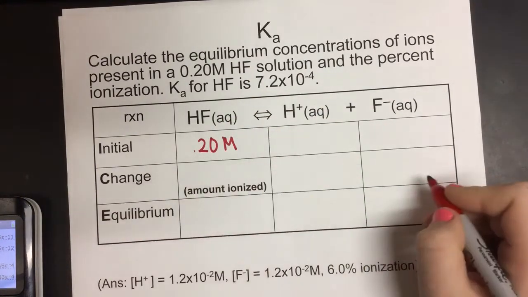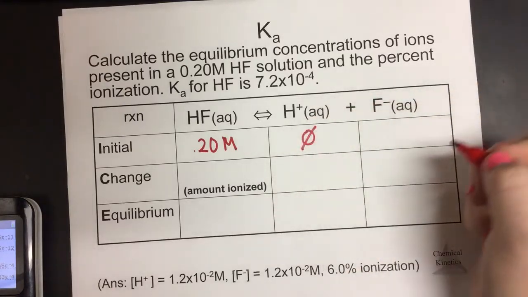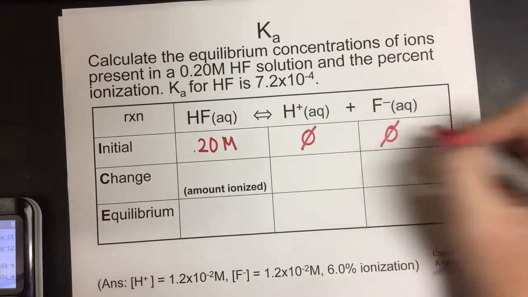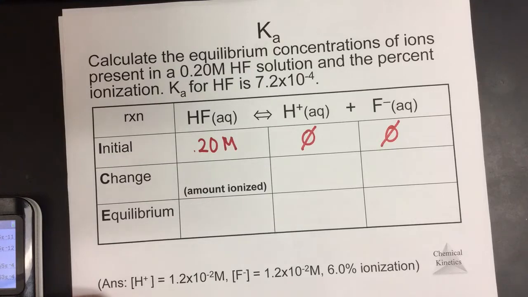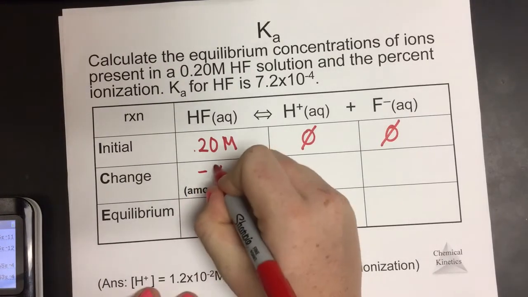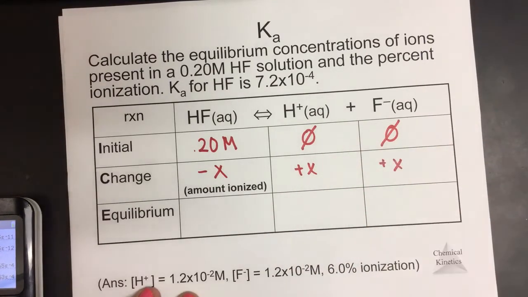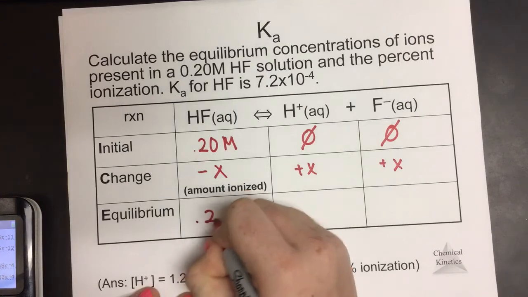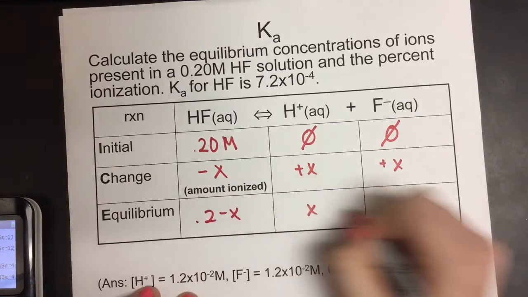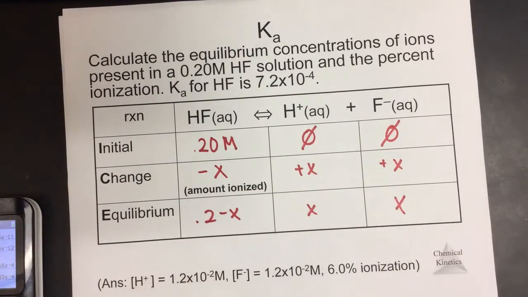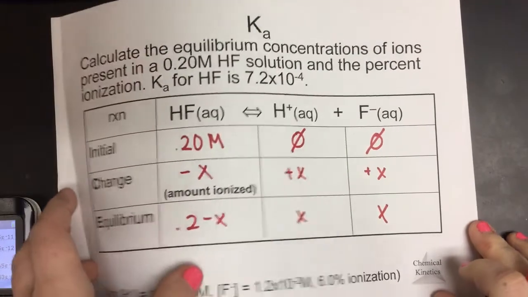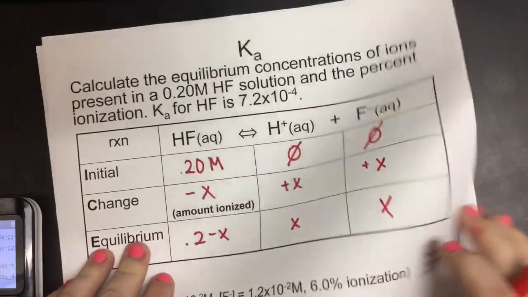And again, at the initial, we have no H or no F. So from there, we're just going to plug in our variables, and so we're going to subtract X amount of this, add X here, and add X here. And so at equilibrium, we'll have 0.2 minus X, X, and X. And so now on to actually solving the problem.